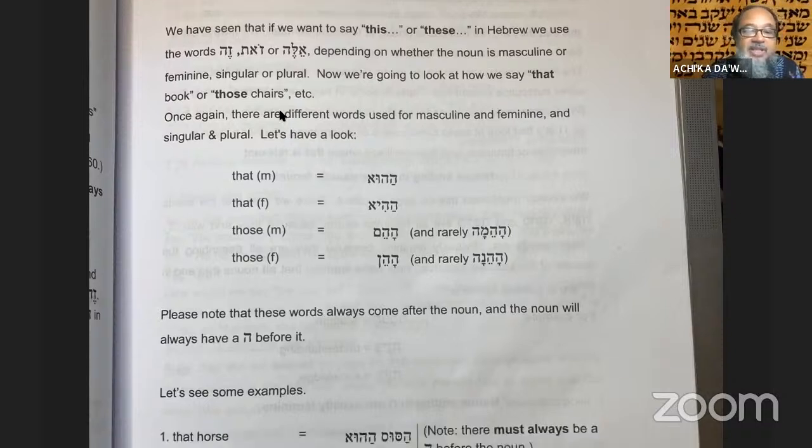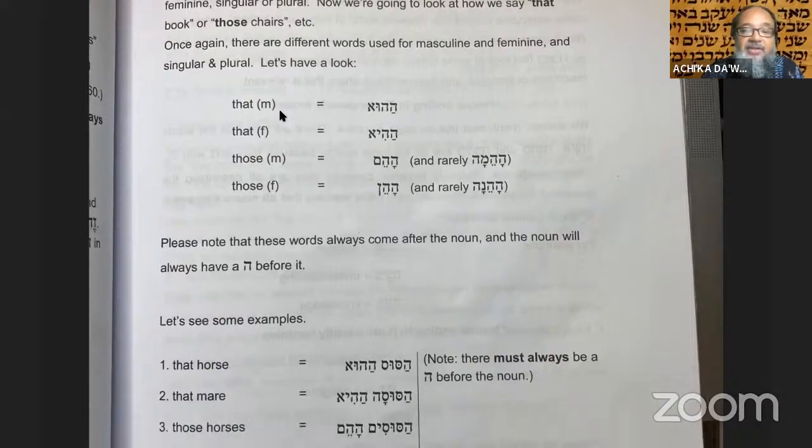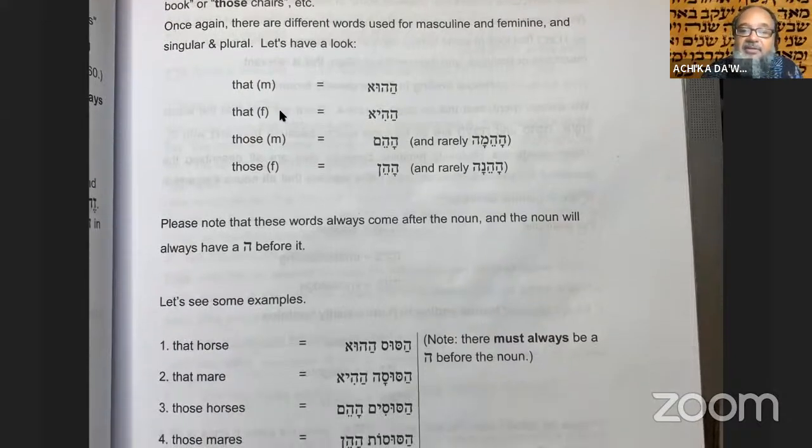So it says, please note that these words always come after the noun, and the noun will always have a hey before it. So that's just a rule. But do I expect you to remember that? No, you're not going to remember it. The purpose of your lesson today is to familiarize you with the idea that when you say this, it's singular. When you say these, it's plural. You've got to know it's masculine and feminine. And once your brain accepts the ze and the zot, you'll be fine.